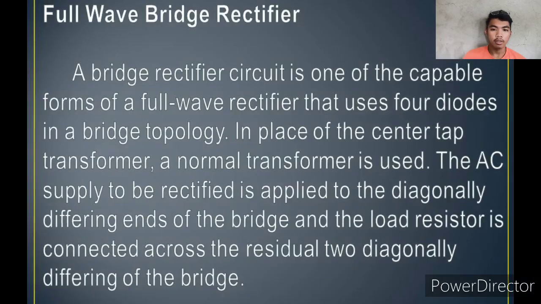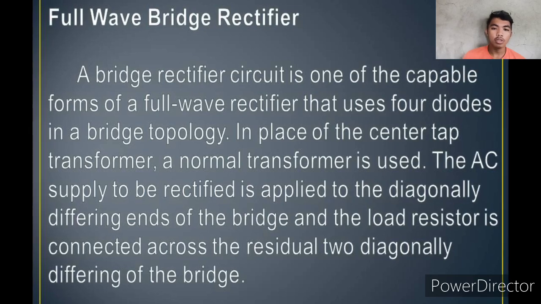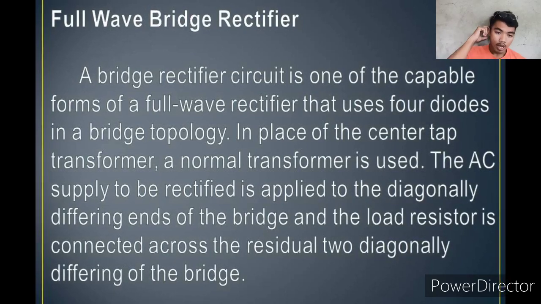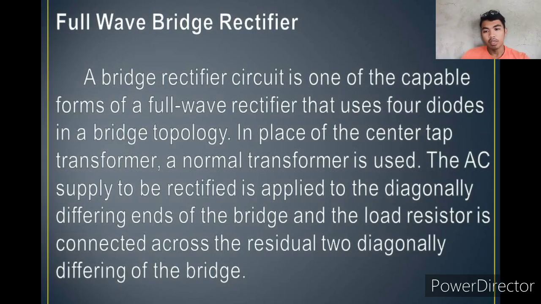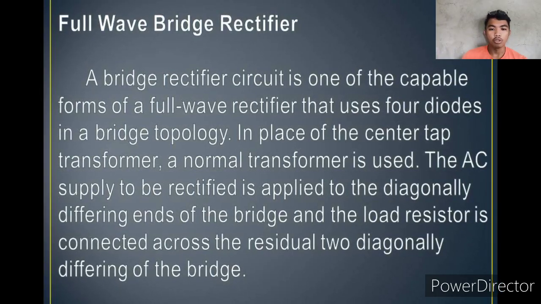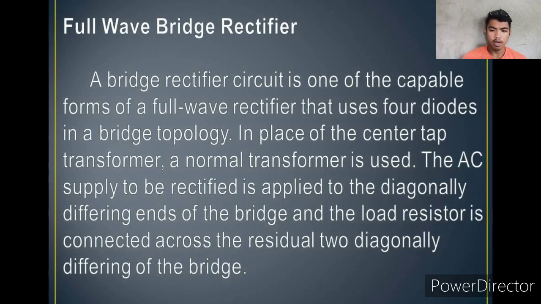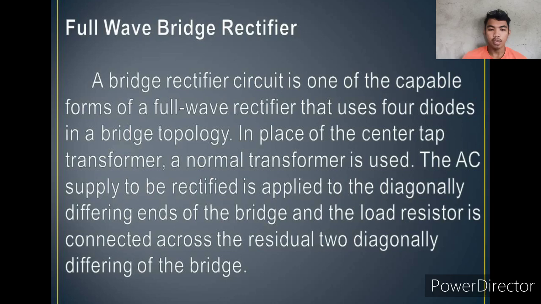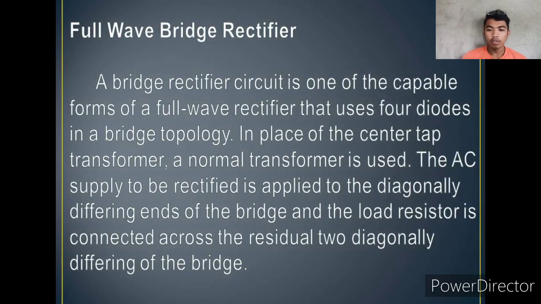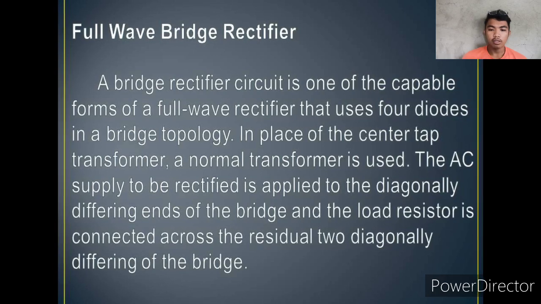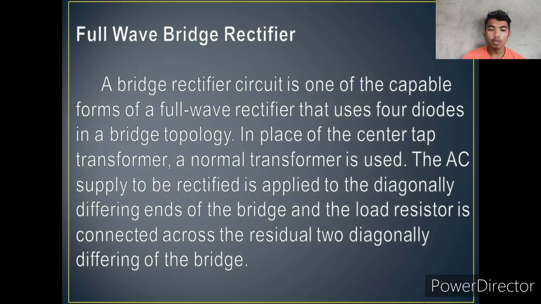The last example is the full wave bridge rectifier. A bridge rectifier circuit is one of the capable forms of full wave rectifier that uses four diodes in a bridge topology. In place of the center tap transformer, a normal transformer is used. The AC supply to be rectified is applied to the diagonally opposite ends of the bridge, and the load resistor is connected across the remaining two diagonally opposite ends of the bridge.